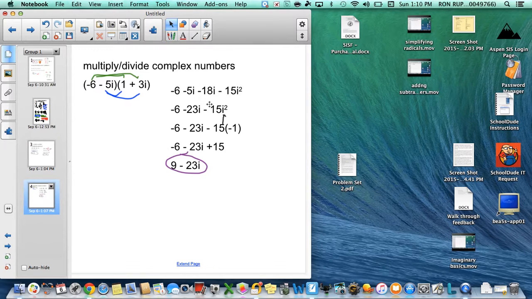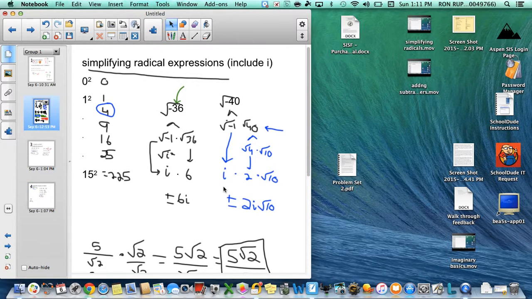Now let's move on to something called dividing complex numbers. Oh, this is where it gets really, really fun. So let's do 4 divided by 2 minus 3i. And so you are going to take care of these exactly like you would take care of rationalizing a denominator.